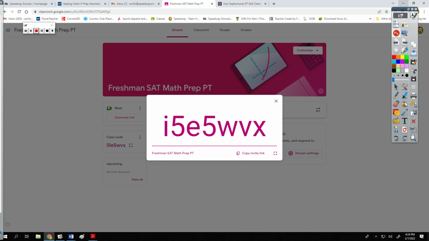That class code is I5E5WVX. Now, your proctor has this code as well. When you join that class, the first thing you should see is that there is an assignment through Quiz posted to that classroom. Your job is to complete that 5-question Quiz, and when you are done, you're done for the day. So please, at this time, get on a Chromebook and join that Google Classroom. That Google Classroom will be where you will find your skill checks for the rest of the year.